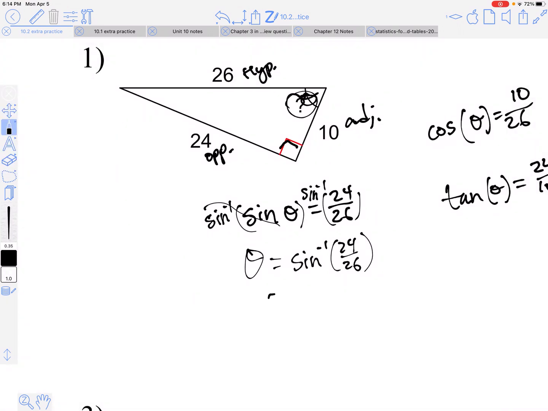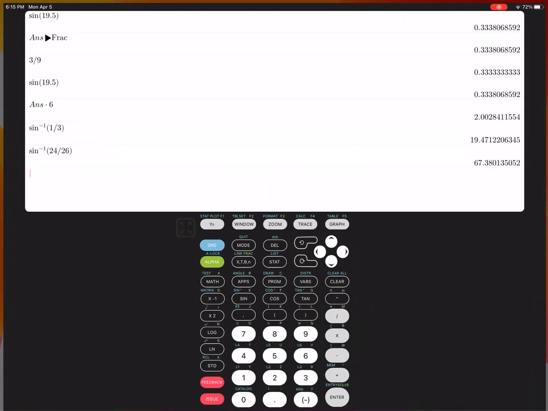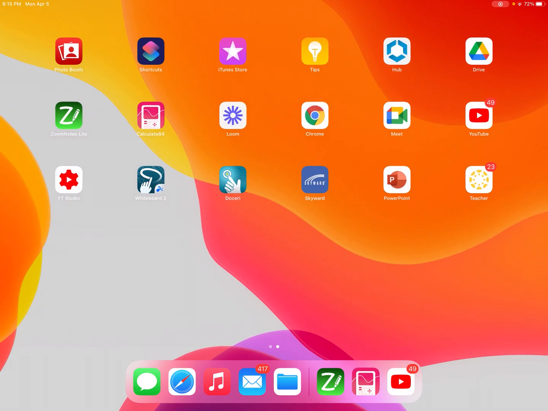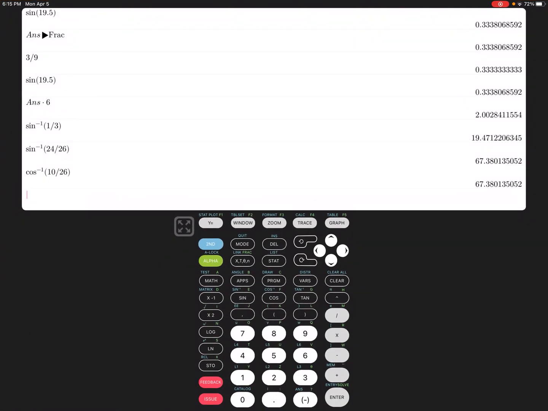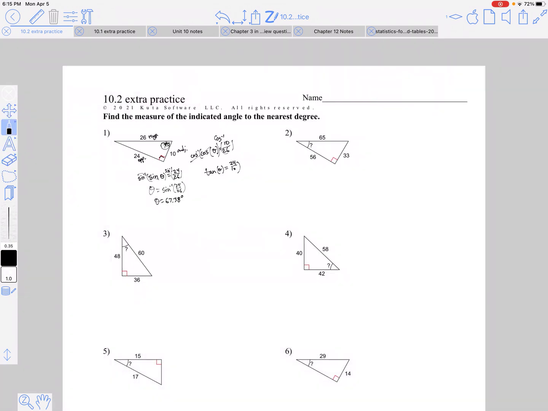So that right there, 67.38 degrees. Now I could have done it with cosine, right? All I would have had to do is apply the inverse. That cancels that out. Apply the inverse of 10 over 26. Second cosine of 10 divided by 26. As you notice, gives you the exact same thing, right? Okay, so there you have it.